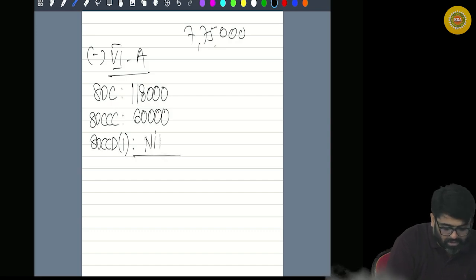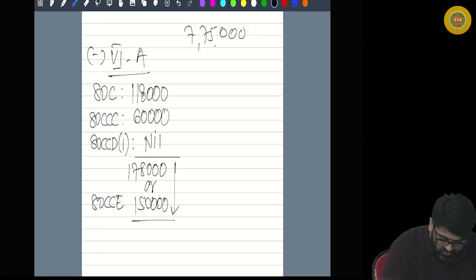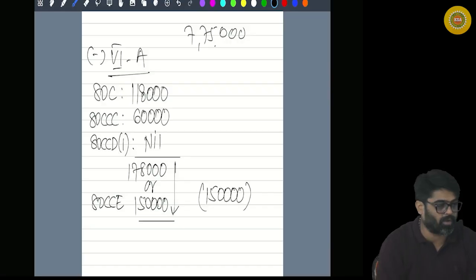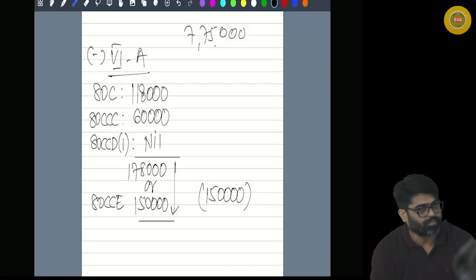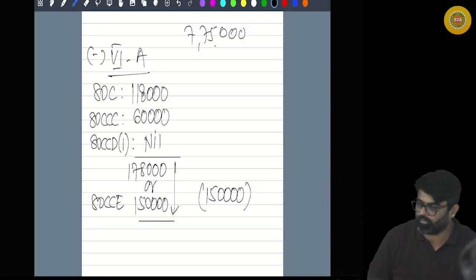So then why did you write? Because all the three taken together is 1,78,000, which cannot be more than the overall limit of 80CCE, 1,50,000. This or this, whichever is lower. So tell me, how much will be the deduction? 1,50,000. Getting my point, sir? Understood? So all these three deductions taken together, maximum 1,50,000.